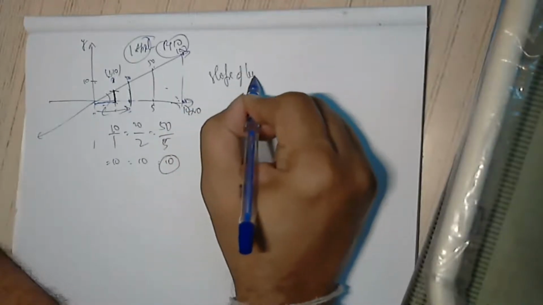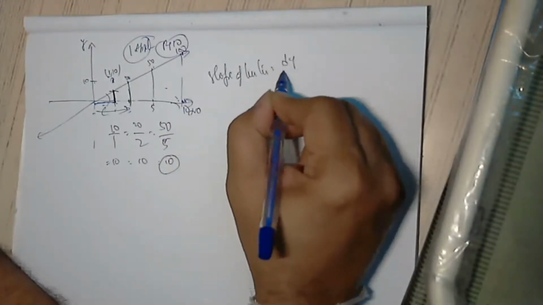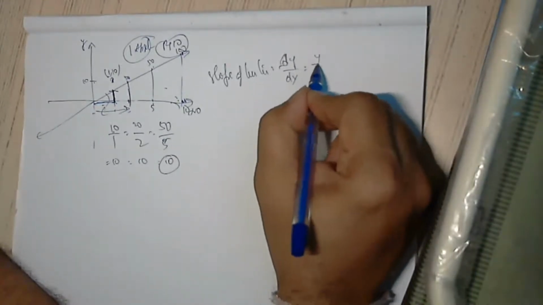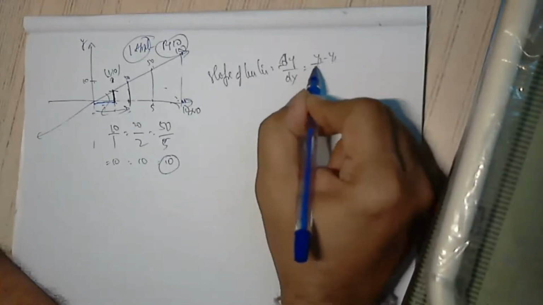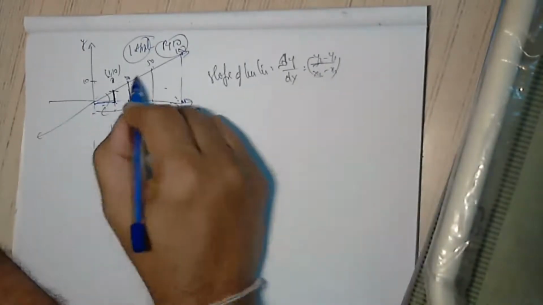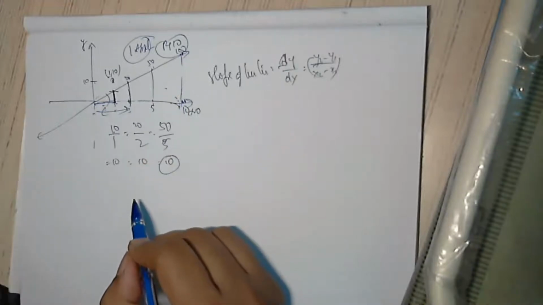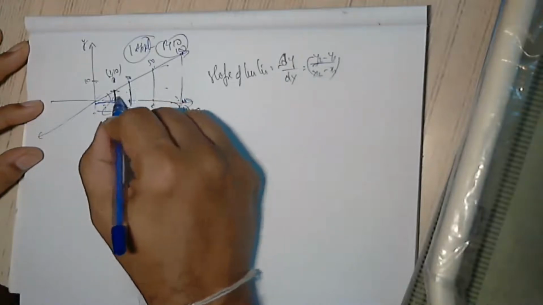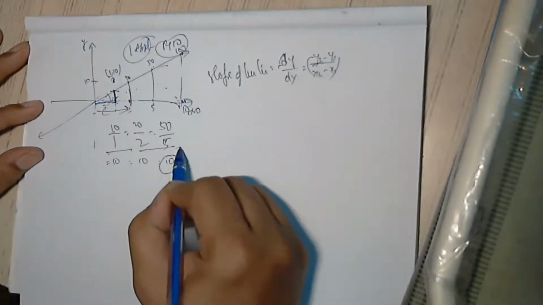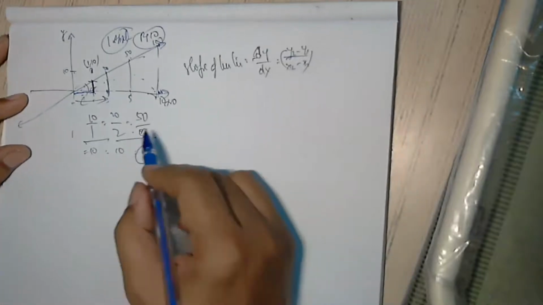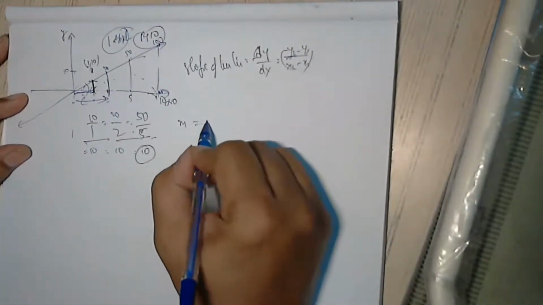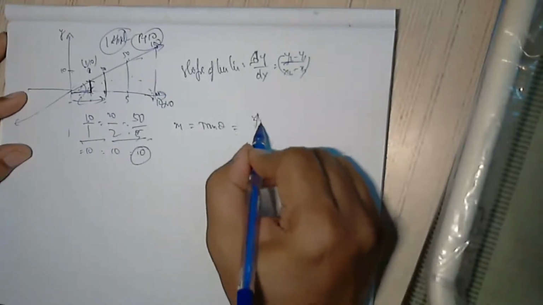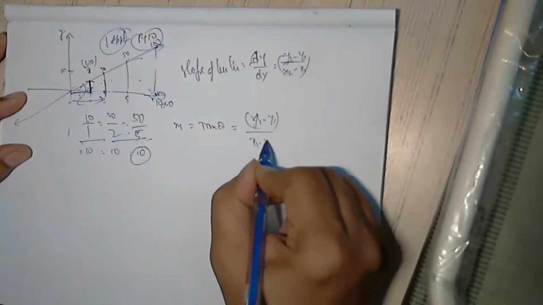Slope of the line is equal to delta y by delta x, that is y by x, or y2 minus y1 by x2 minus x1. The slope is constant. Not only is the slope constant, here they are all similar triangles and the ratio is constant. We term this as slope. That is also what we term as tan theta. Tan theta is equal to y2 minus y1 by x2 minus x1.